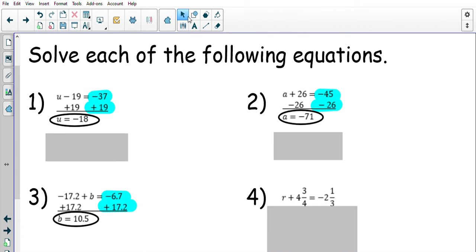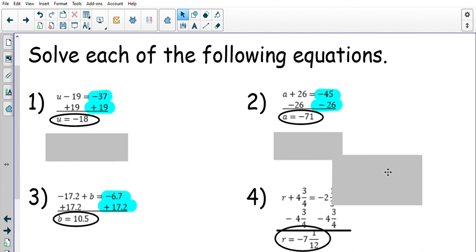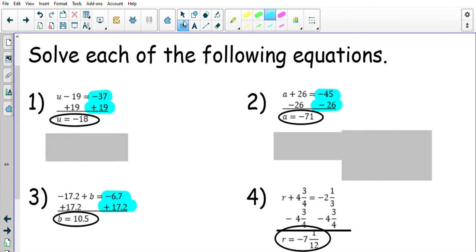And finally, you're adding 4 and 3/4 is what's happening to the variable. So the inverse is to add a negative 4 and 3/4 or subtract 4 and 3/4. So in your calculators, you're going to do negative 2 and 1/3 minus 4 and 3/4, or plus a negative 4 and 3/4, to get R equals negative 7 and 1/12.